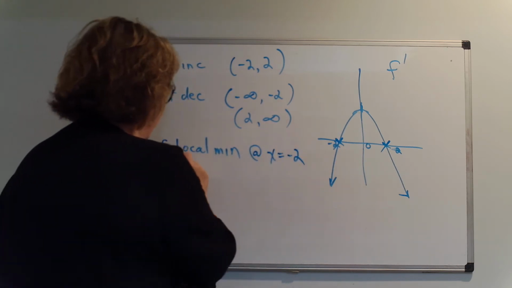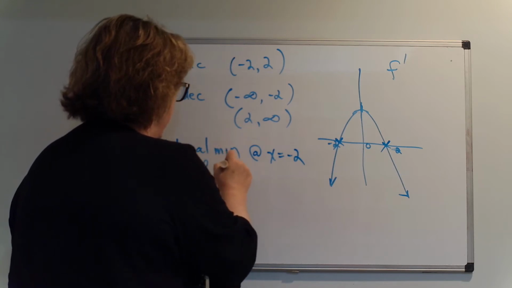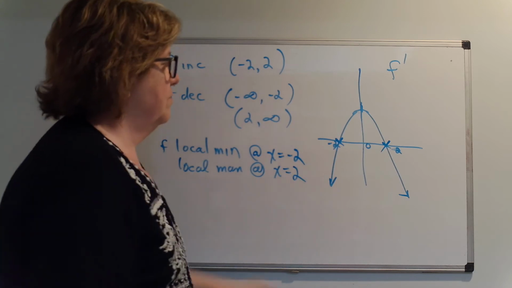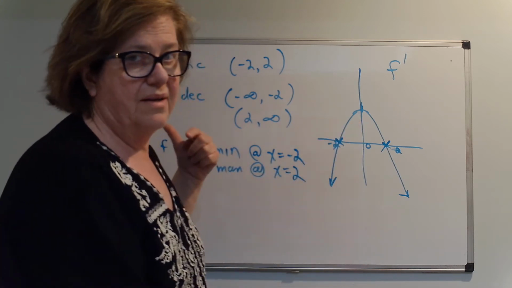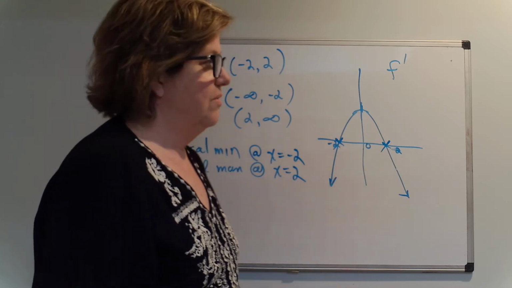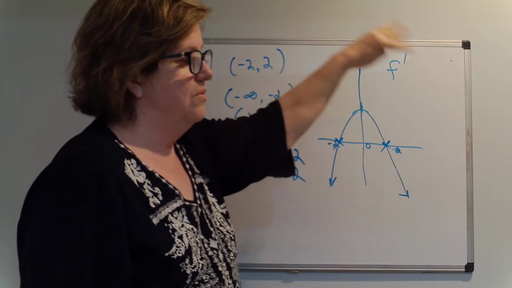We have a local maximum at x equals 2. Because our derivative, we always read left to right, goes from positive to negative. So the function goes from increasing to decreasing.